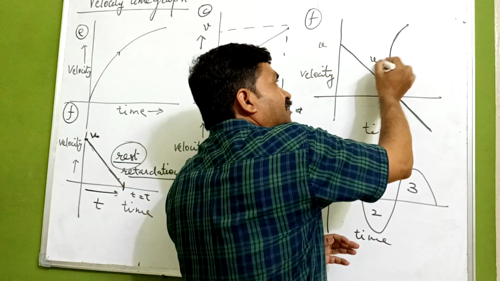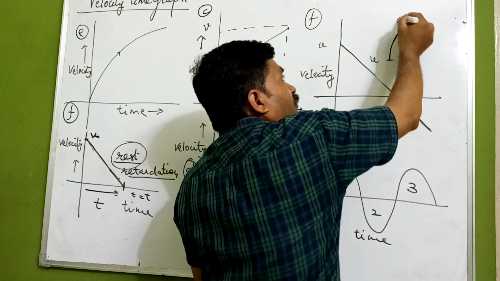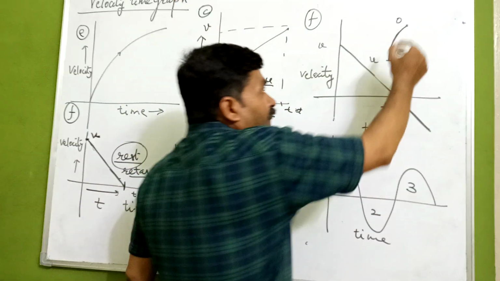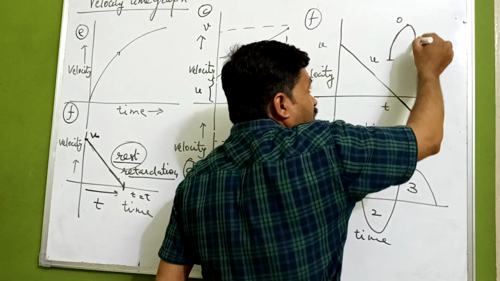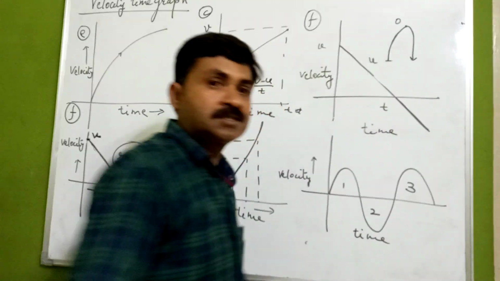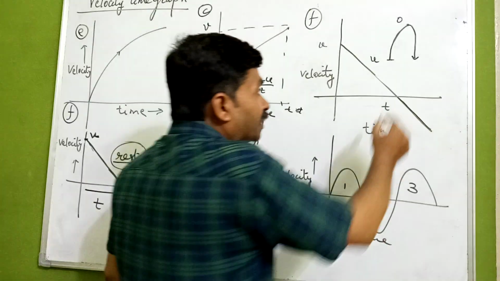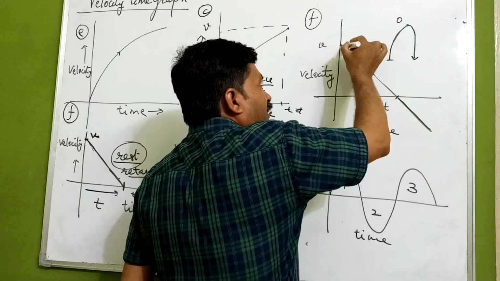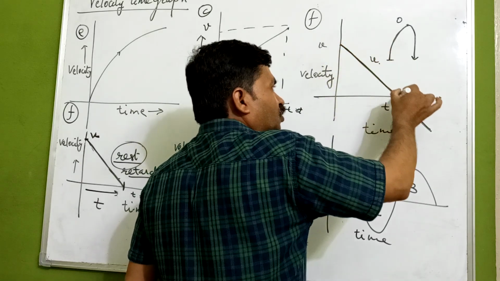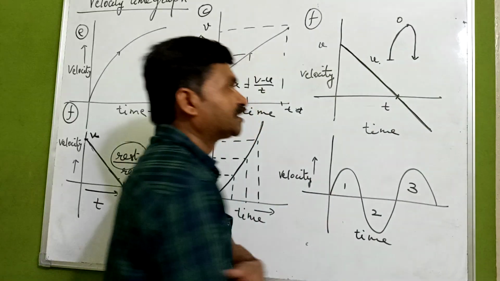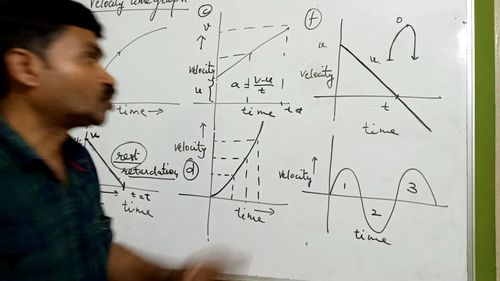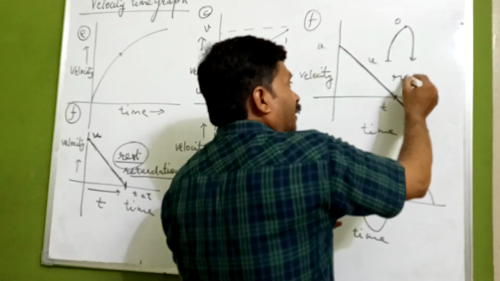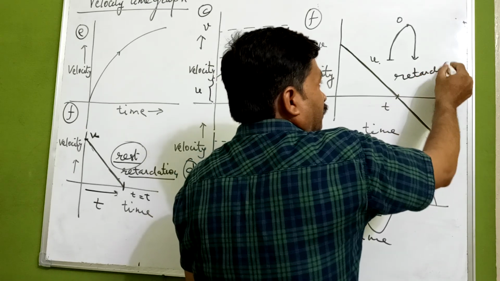Means here we are having some velocity and it is going to be 0 velocity. Now again, when it is having 0 velocity, it is coming back downward towards the earth. So when it is coming, see here, it is having u velocity, and when it is coming to 0 at this point, the velocity is going to be 0. So this is the negative slope, and what we are getting? We are getting the retardation.